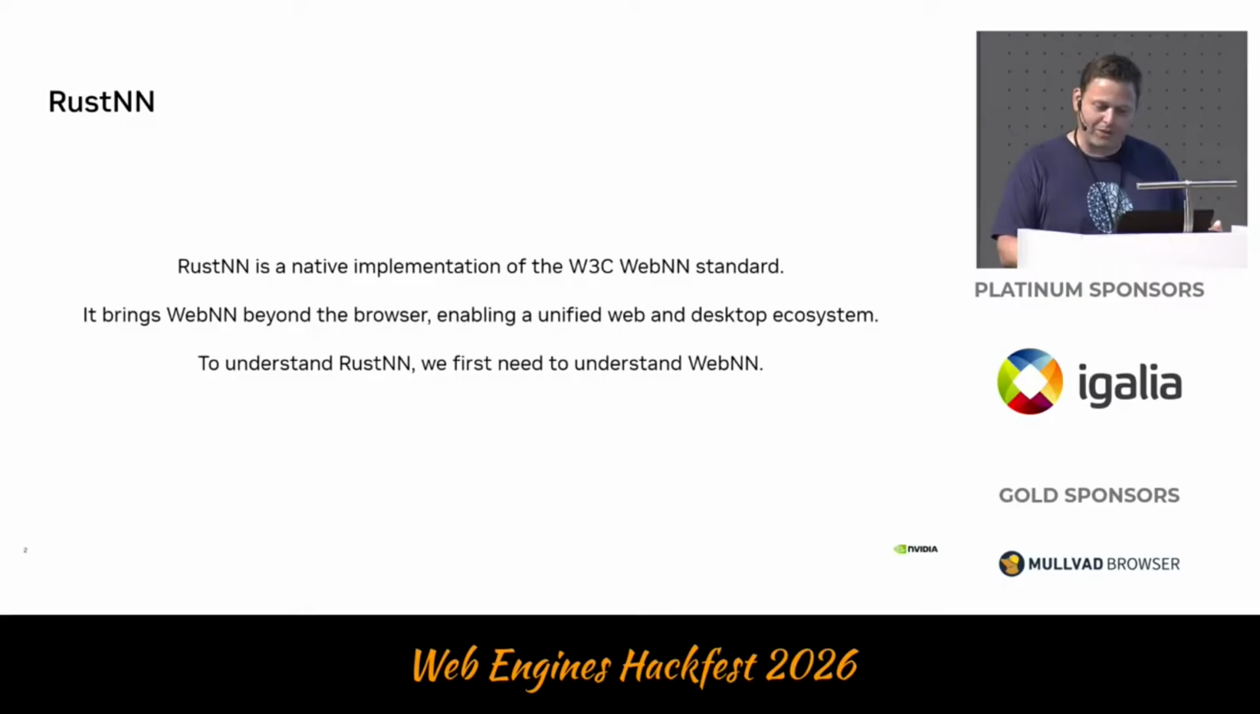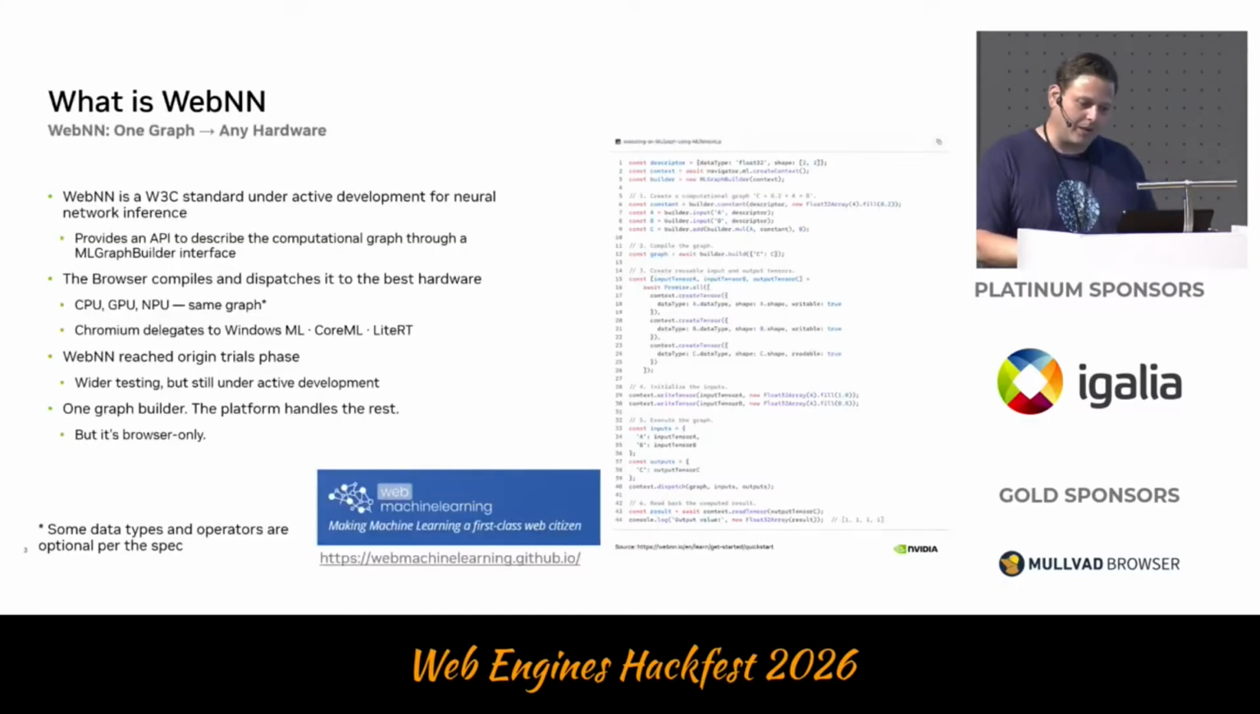Now I told you what RustNN is, but you might be asking what is WebNN, because it's yet another quite new standard which is not yet fully released. For WebNN, the goal is you have one single graph for your machine learning graph operations, and it should be able to run on any hardware which is supported by your browser. It's developed by the W3C, by the Web Machine Learning Working Group, and it just provides an API interface to define the computational graph you have to build to execute your neural network.